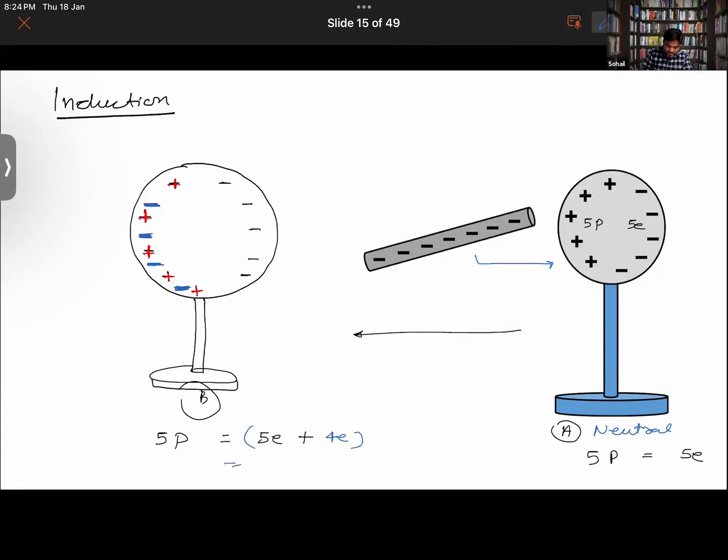So thereby now it has an extra electron, right? Yes, sir. Thereby it is said to be charged now. How many charges are there? Negative 4 charge, right now? Negative 4. So hope you guys are getting this.